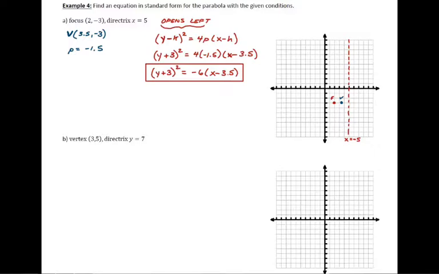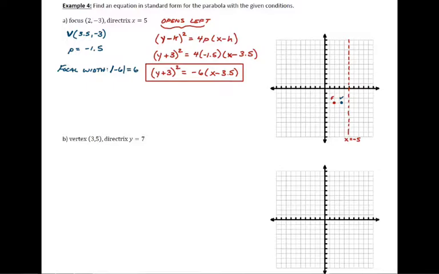Now to finish the graph, all I need to do is graph the focal width, or plot how wide this parabola is going to be as it opens to the left. So the focal width in this case is going to be the absolute value of 4p, which is -6, so the absolute value of -6 is 6.